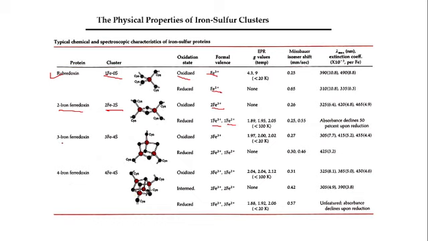Third, that is iron ferredoxin 3, that is the 3Fe4S cluster. This is the structure of that. And here in the oxidized state, the 3Fe are in plus 3 oxidation state, and in the reduced form, 2Fe are in plus 3 oxidation state and 1Fe is in plus 2 oxidation state. And in the iron ferredoxin 4, they have the cluster 4Fe4S. This is the structure of that.